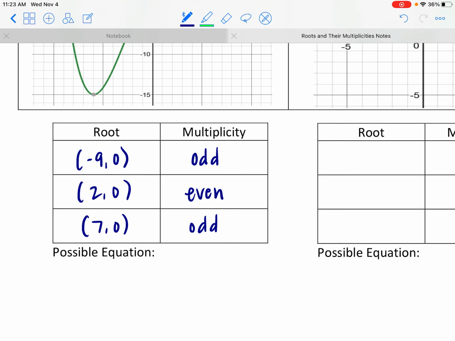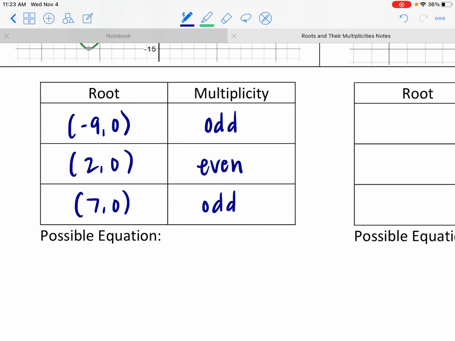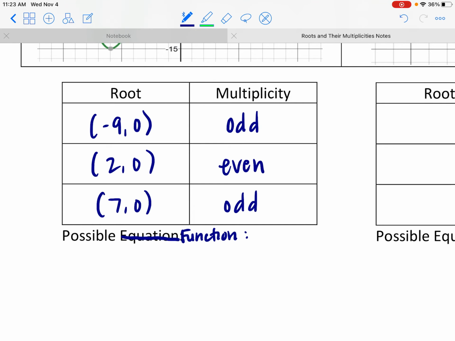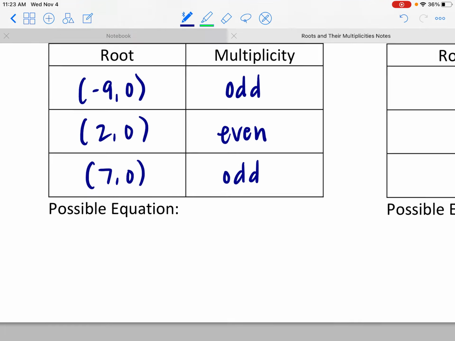Okay, so now it says to write a possible equation. Really, it should have been function. Let's write a possible function here, although the related equation would have the same thing. Actually, let's leave it equation. Okay, a possible equation that has this happening.